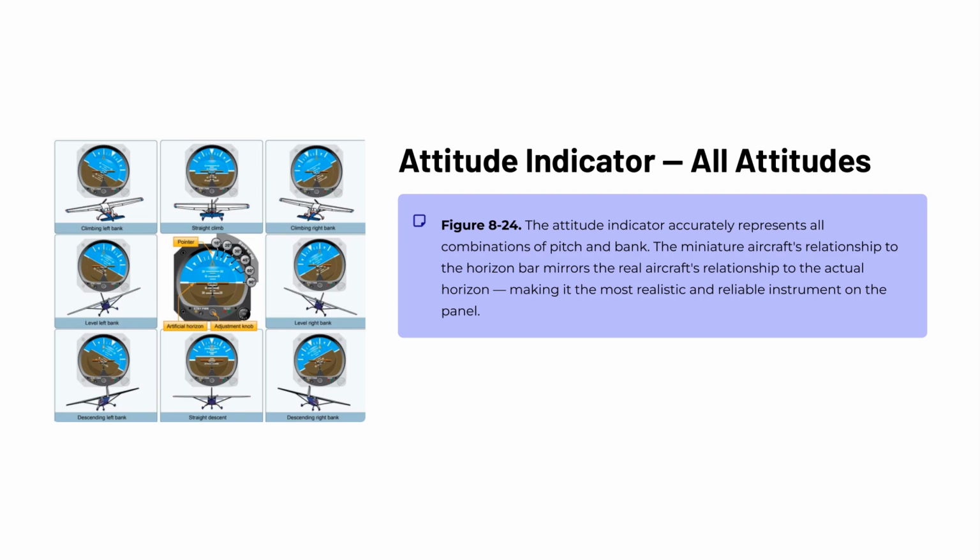The relationship between the miniature aircraft and the horizon bar is intentionally intuitive. Whatever you see on that instrument mirrors precisely what your real aircraft is doing relative to the actual horizon outside. This one-to-one correspondence makes it far easier to interpret under stress or in reduced visibility conditions. When transitioning to instrument flight, pilots are taught to cross-check all instruments, but the attitude indicator serves as the primary reference point around which that scan is built. Trusting it, understanding it, and keeping it centered in your instrument scan are foundational skills for any pilot operating in instrument meteorological conditions.